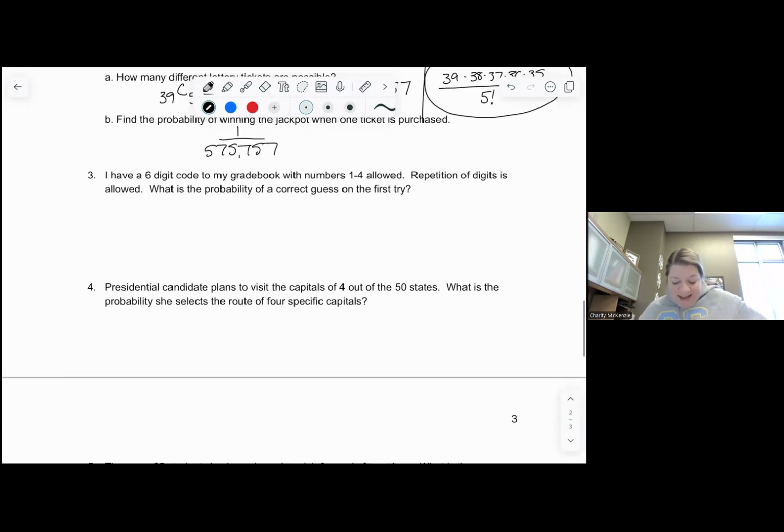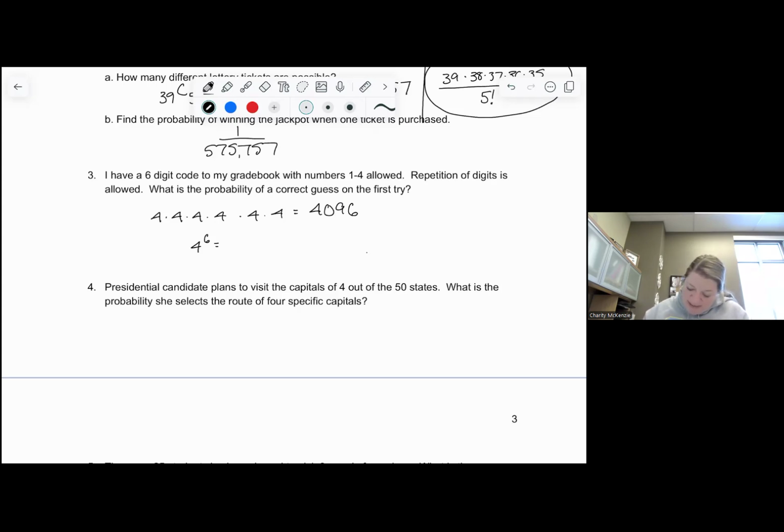So question 3, I have a 6-digit code to my gradebook with 1 of 4 numbers allowed. Repetition of digits is allowed. What's the probability of guessing that on the first time? So this is a 6-digit code, but you only have numbers 1 through 4. That's 4 digits. So all 6 of them, I have 4 choices for. You can think of it this way or this way, either one. And so that's 4,096. Okay, so there's 4,096.